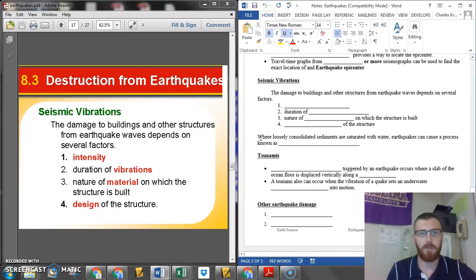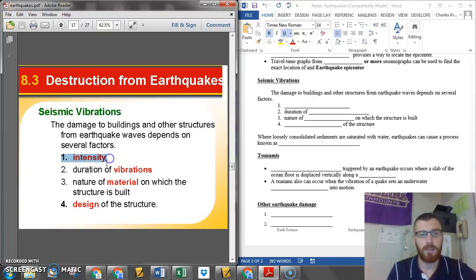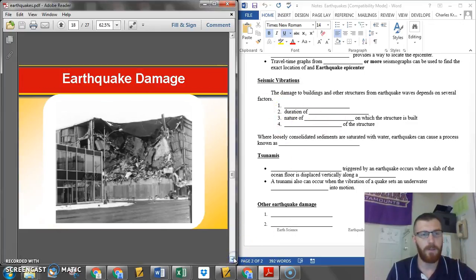So getting into seismic vibrations here, the damage to buildings and other structures from earthquake waves depends on several factors. Number 1 is the intensity. Number 2 is the duration of the vibrations. Number 3 is the nature of the material on which the structure is built. And number 4 is the design of the structure. And all 4 of those can go in right here. You can see some earthquake damage.